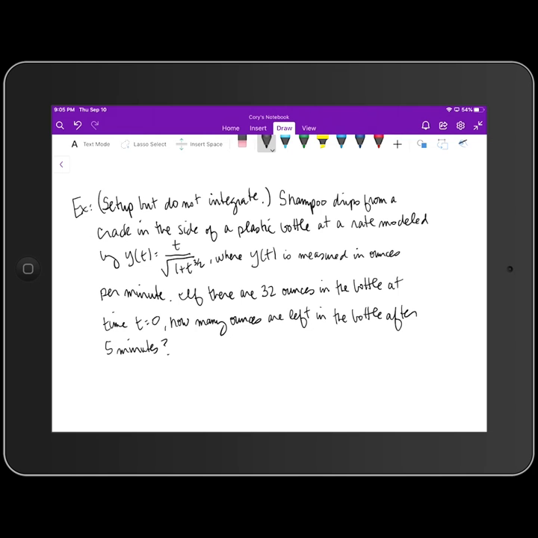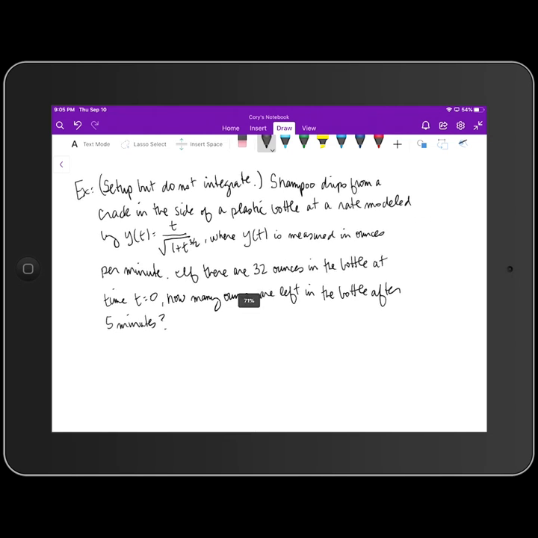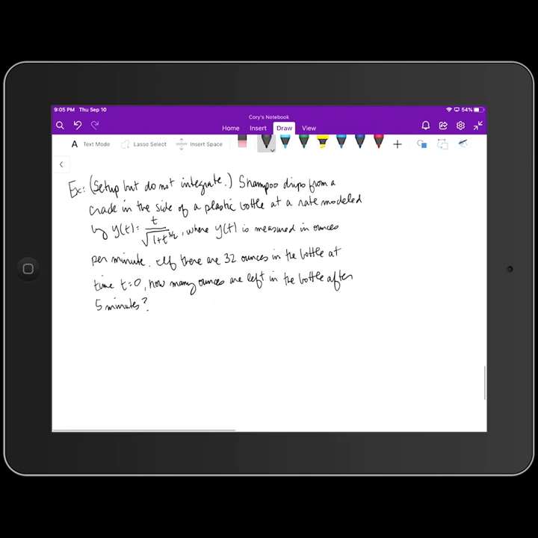Okay, so let's go ahead and take a look at this one. So I'm going to zoom out a little bit so we can see the question and the write-up at the same time. Okay, so when we look at this problem, this statement right here, so if there are 32 ounces in the bottle at time t is equal to 0, that is our initial condition in this problem. Okay, so that tells me that we're going to utilize the net change theorem.